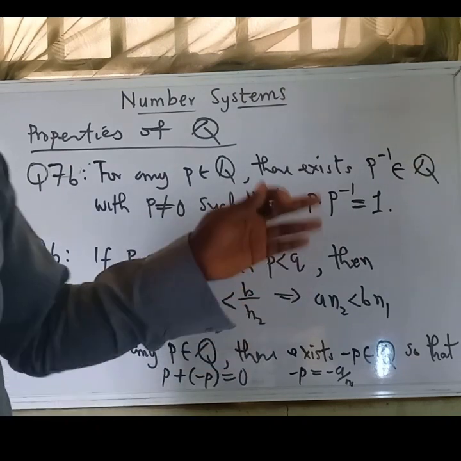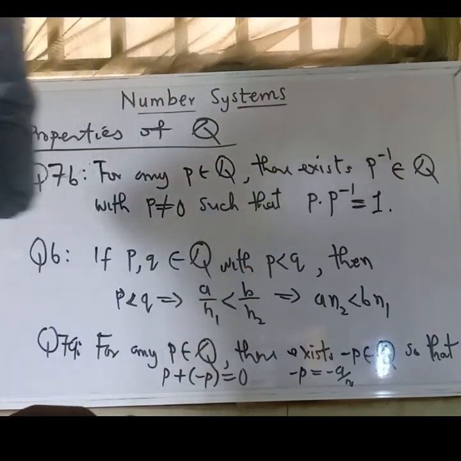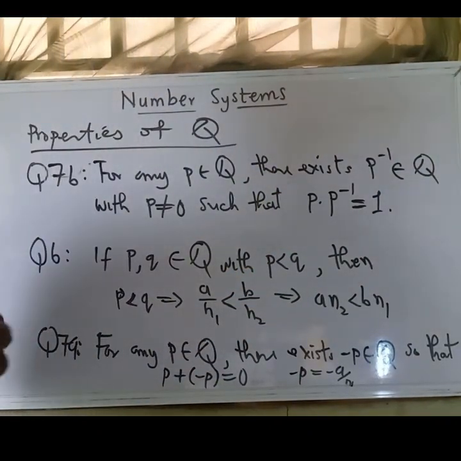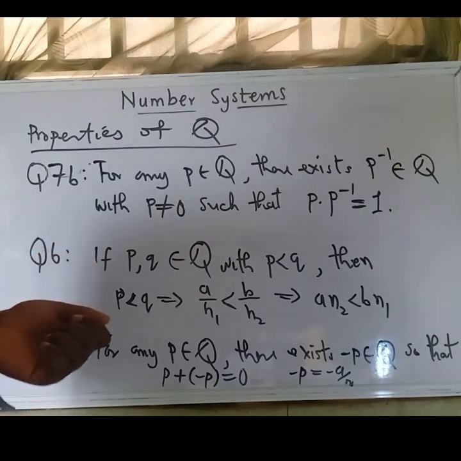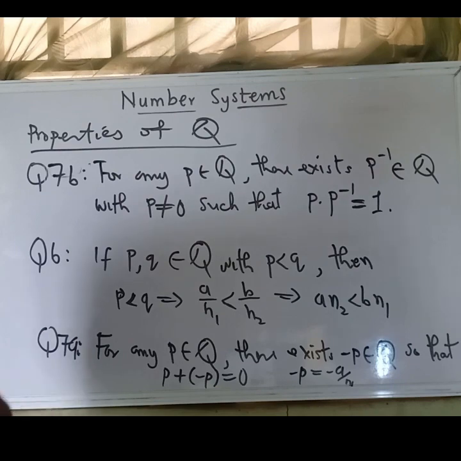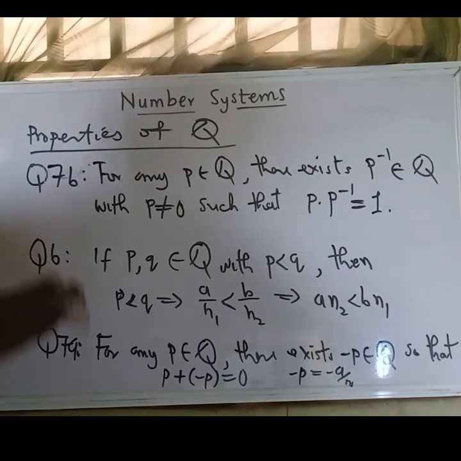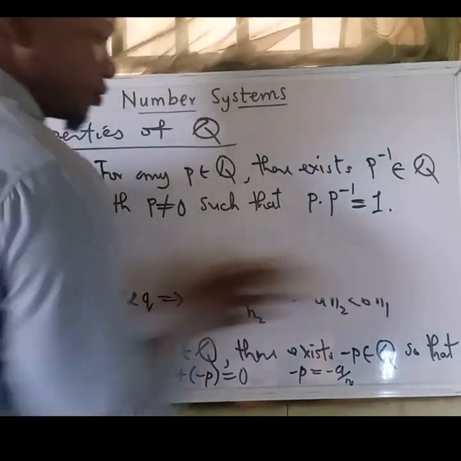And the 1 is also fixed under the rational numbers. So these are some of the properties. Other forms are the exponential. Okay, let's say Q8 now.